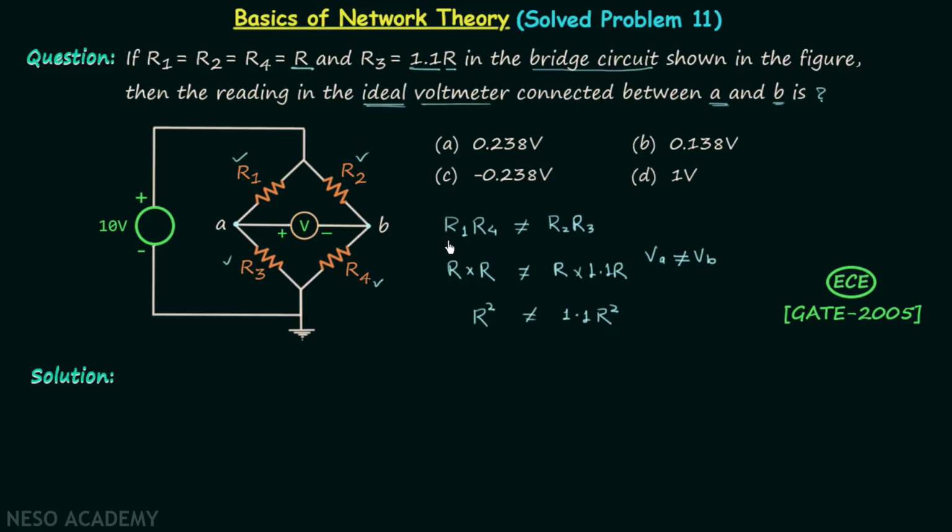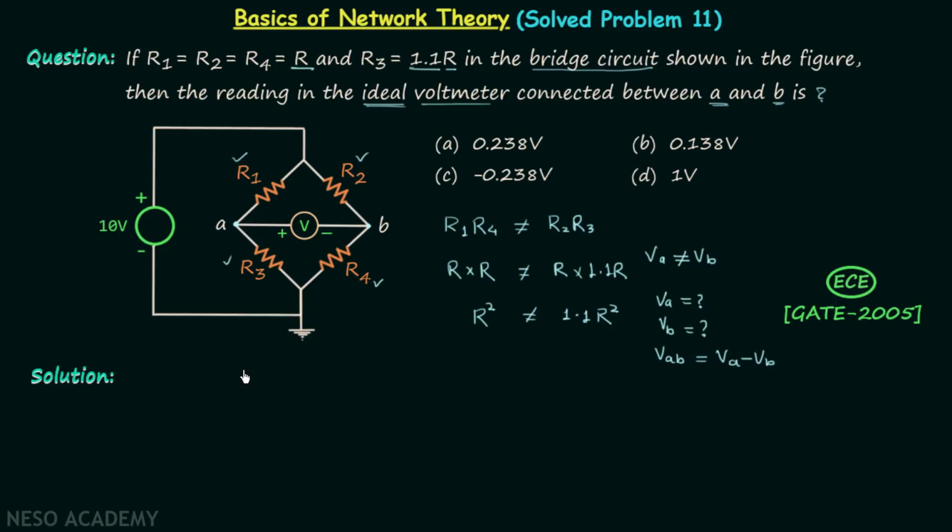Now for an instance, just assume R3 is also equal to R. This makes R1 multiplied by R4 equal to R2 multiplied by R3. And in this situation, the bridge is in balanced condition and potential here will be same as potential here. That is, VA will be equal to VB. And therefore, there will be zero potential difference between the two points and hence the voltmeter will show the reading equal to 0 volts, but it is not the situation here and hence to find out the reading of the voltmeter we need to find out potential VA and potential VB, and once we have VA and VB we can find out VAB, which is VA minus VB. So let's move on to the solution of this problem.